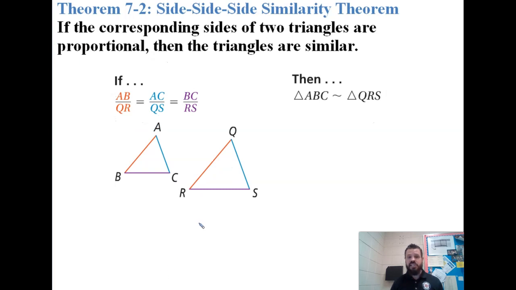The next one, the side-side-side similarity theorem, says if the corresponding sides of two triangles are proportional, then the triangles are similar. So as in if AB over QR is equal to AC over QS, which is equal to BC over RS, if all three sets of sides are proportional, then I know those triangles are similar.